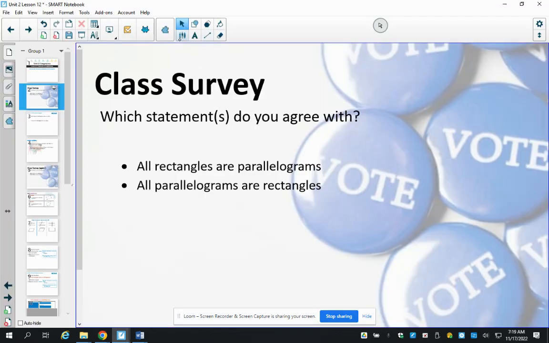So what that means is that all rectangles are definitely parallelograms. Every time it had 90-degree angles, it was also a parallelogram. It also had parallel sides. However, if it's a parallelogram, meaning that the sides just have to be parallel, it does not always have to be a rectangle. So this one is not necessarily true.